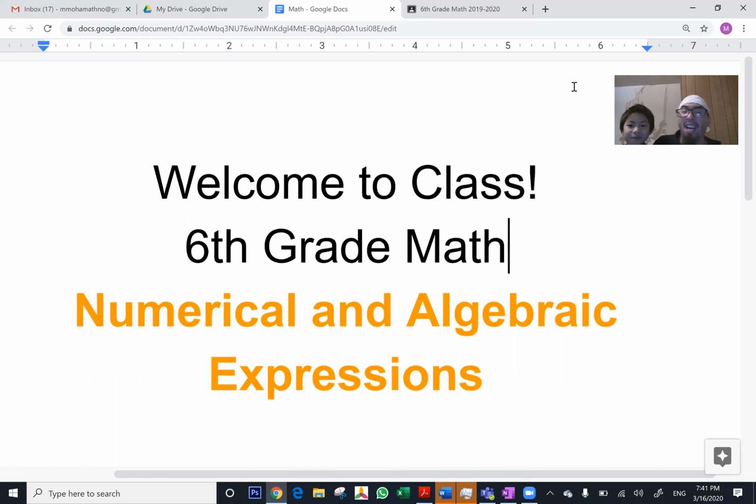Okay. So today, guys, we're going to be working on numerical and algebraic expressions. We've done this a long time already. You should know how to do this. We're going to be doing things like rewriting number sentences into real life sentences and vice versa. Also, knowing how to solve with exponents and things like this. We're going to cover all those things.